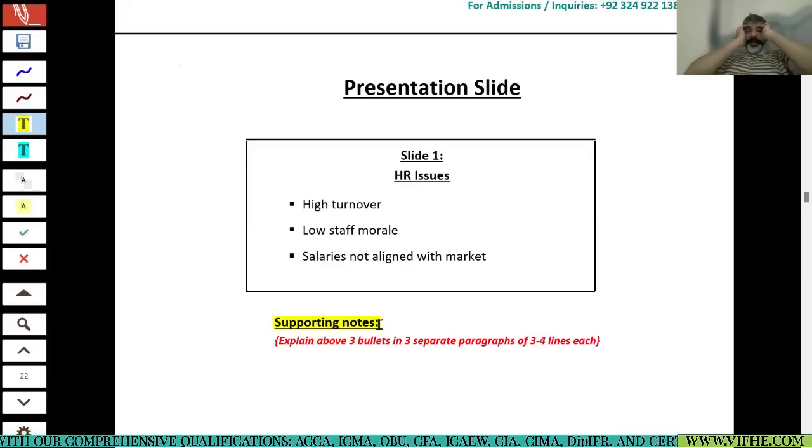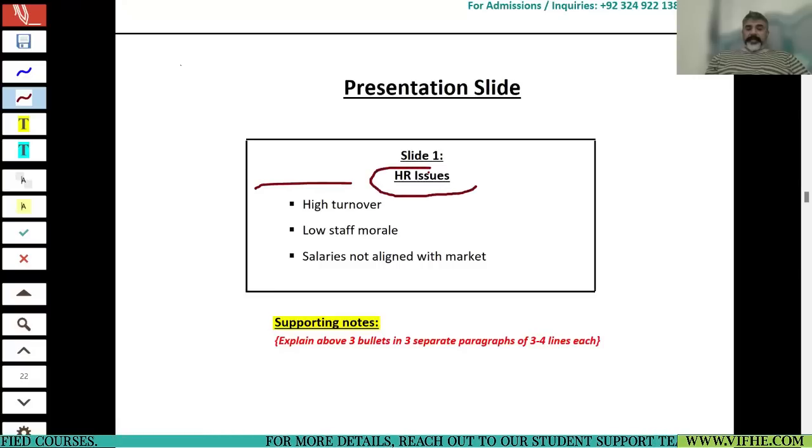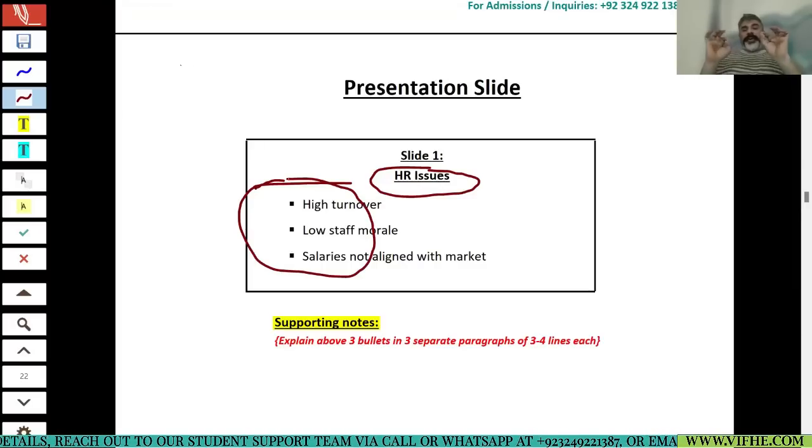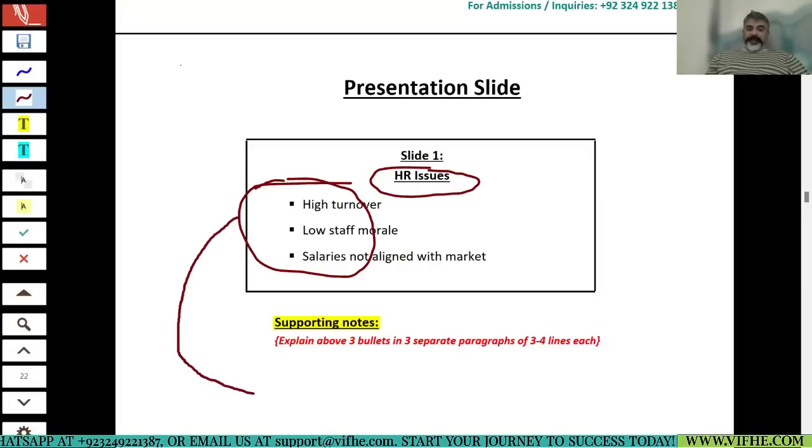So in your CBE template, when you open up the slides, you will see two sections. You will see slide and you will see supporting notes or accompanying notes. So in the slide, you will give the heading. Let's say, for example, HR issues. And what are the HR issues my company is facing? I just gave three high-level bullet points: high turnover, low staff morale, salaries not aligned with the market. Now, where is the explanation of these? These three points will be explained here under supporting notes.